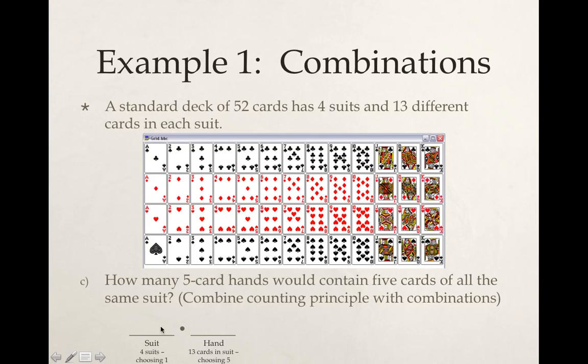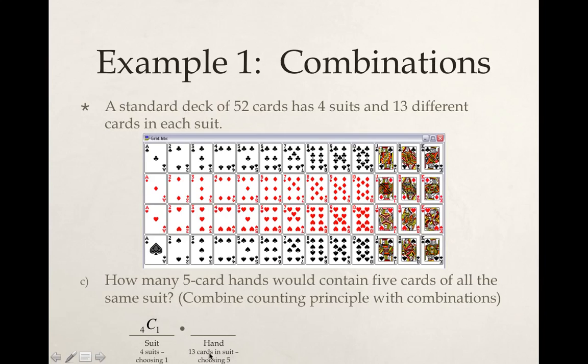So in the suit, we have 4 suits in our deck of cards, and we want to choose one of them. Does it matter what order? Well, since we're only choosing one, that's kind of a weird question, but no, it doesn't matter what order. So that means we have a combination of 4 suits taken one at a time to represent possible ways of getting the suit. Then within that suit, we want to get 5 cards. Within any one suit, we have 13 different cards for choices.